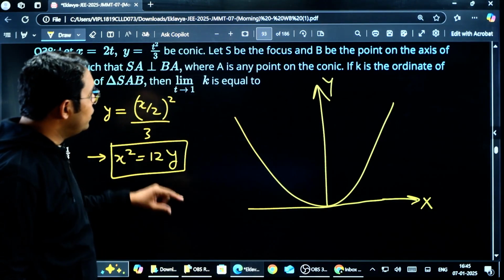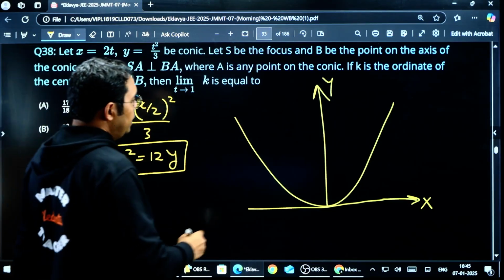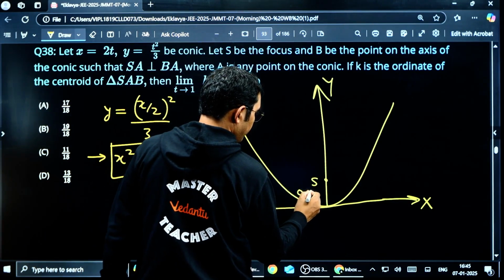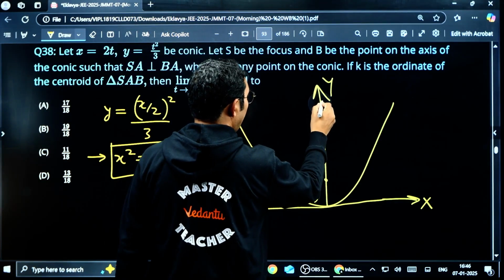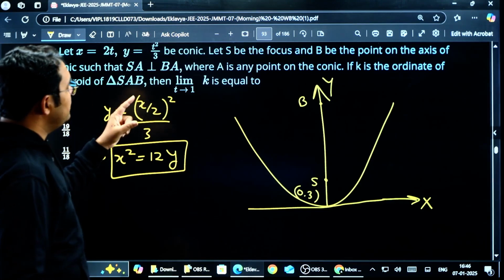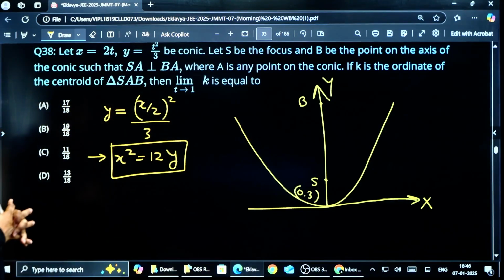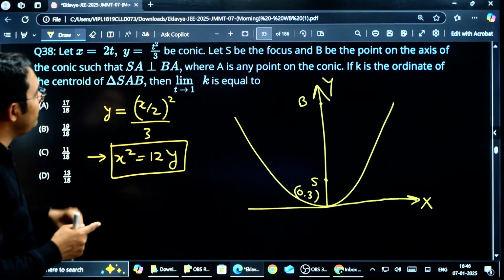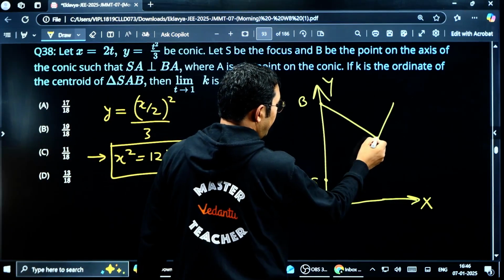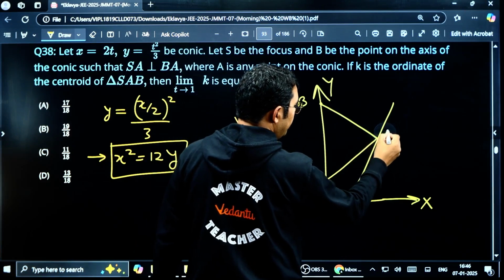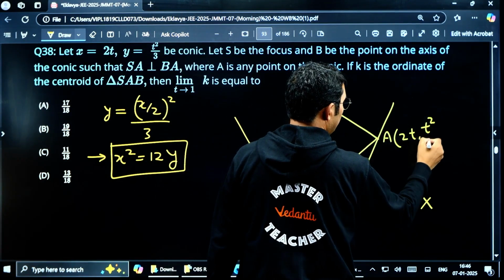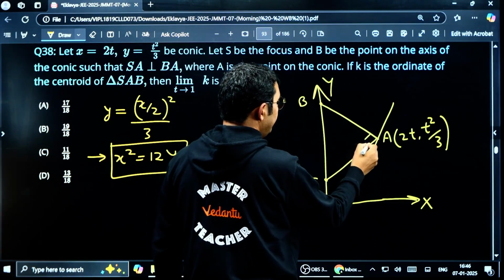Next they are saying S is a focus and B is a point on the axis of the conic. So the focus will be somewhere here, that is (0, 3). And there is a point somewhere B, something like this, such that B is a point on the axis of the conic such that SA is perpendicular to BA, where A is any point on the conic. So this BS is going to subtend 90 degrees at this point A, which we can take as (2t, t square upon 3). So this angle is 90 here.